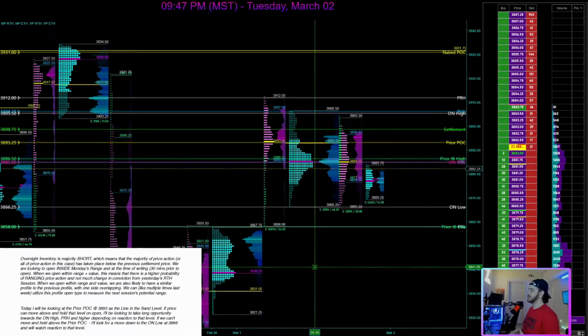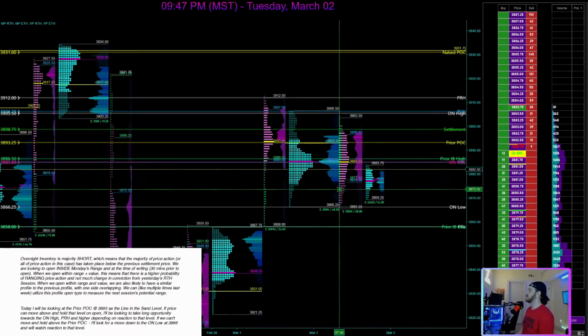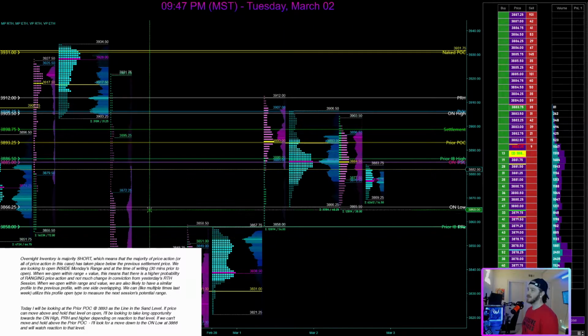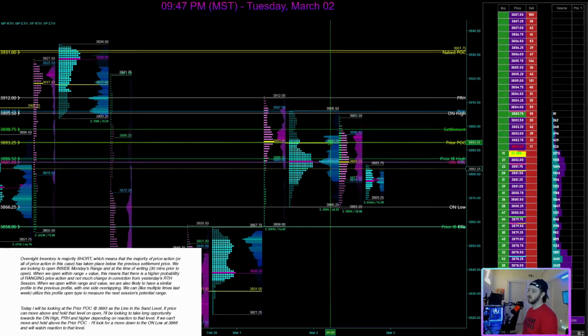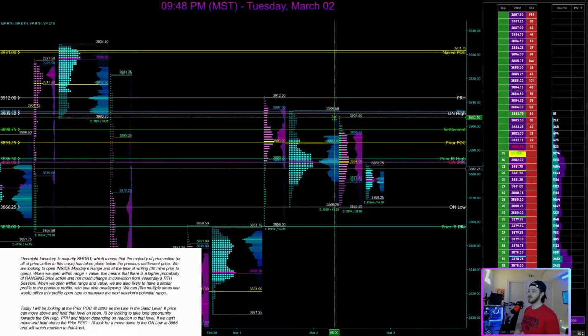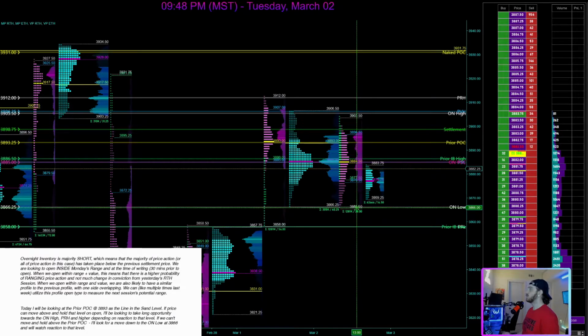So with that said, today I was looking at the prior point of control at 38.93. We can see that right there as the line in the sand level. If price could move and hold above 38.93 with conviction, then I was going to be looking to take a long opportunity towards the overnight high at 39.06 and higher, depending on reaction to that level. If we could not move and hold above the point of control from yesterday, then I was going to be looking for a move down to the overnight low, which was indeed our low of the day.